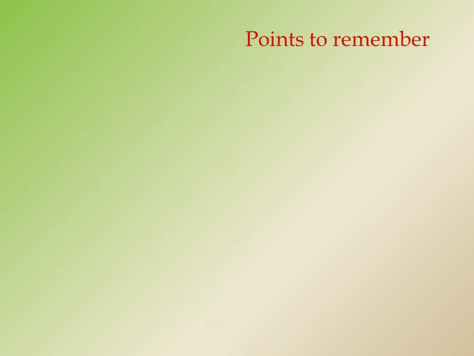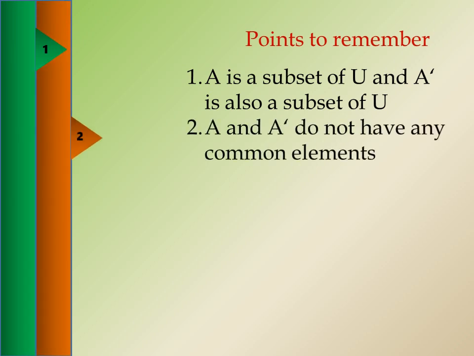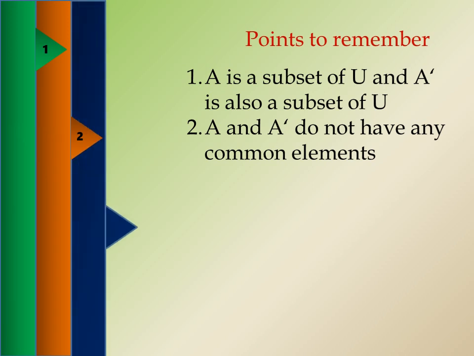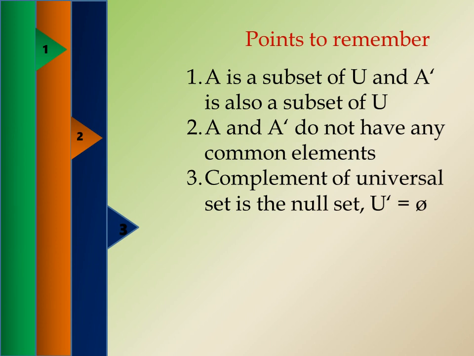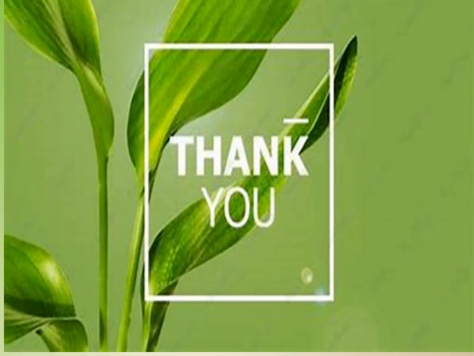The points to remember. The first point: A is a subset of U and A complement is also a subset of U. The second point: A and A complement do not have any common elements. The third point: the complement of the universal set is the null set. I have shown it here in a symbol. The fourth point: the complement of the null set is the universal set. Thus, we are done with the types of sets. Let's do the revision by solving the questions given below.